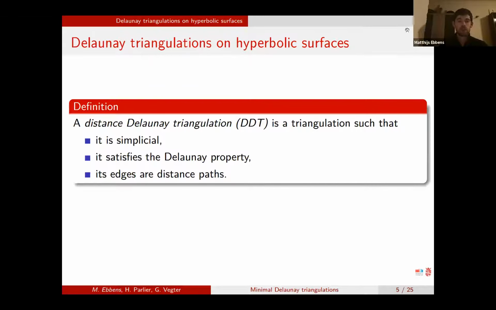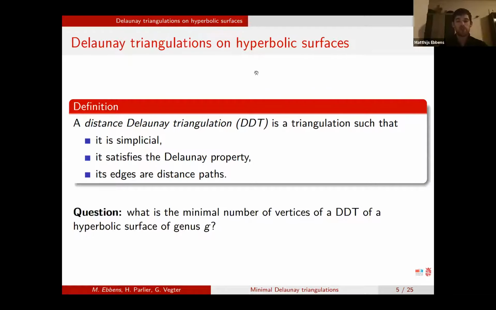So in this talk, I will focus on distance Delaunay triangulations. And this is a triangulation that is simplicial, that satisfies the Delaunay property, so the empty circle property, and its edges are shortest paths. And well, in the triangulation I showed you before, it was already simplicial, because in the plane, if you have shortest paths, there are no ways you can get loops or double edges. But of course, on surfaces, you can get double edges or loops. So this is why we exclude it by asking that it's simplicial.